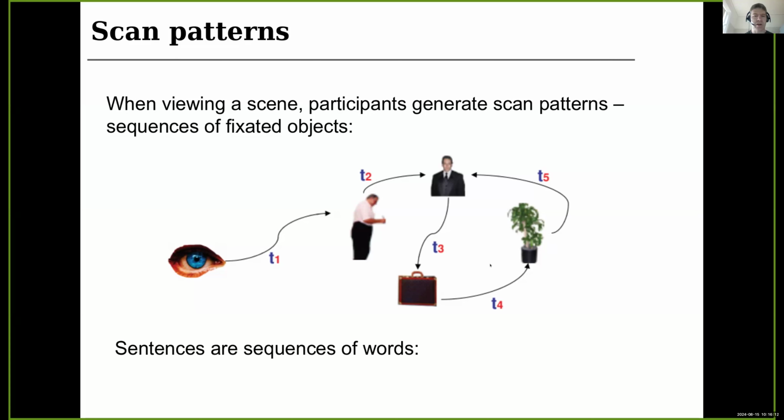Of course, words are similar in some sense and maybe slightly more straightforward. A sentence is also a sequence of words. So in this case, it's the suitcase is on the counter and so on. So we basically have two sequences. And the rest of this talk will all be about comparing those two sequences. That's really what we're interested in.